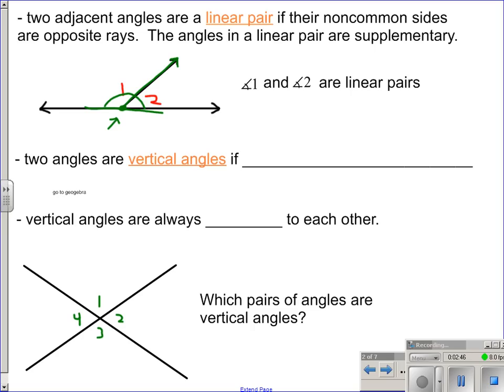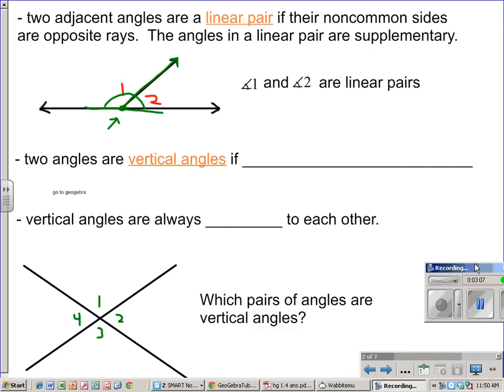The next term is called vertical angles. I've left a blank here, and I want you to do the same thing. Try something a little bit different, because you're going to fill in this definition, and then when you see this next thing, you're also going to fill in the bottom part here. Vertical angles are always something to each other. So let me get to this thing.